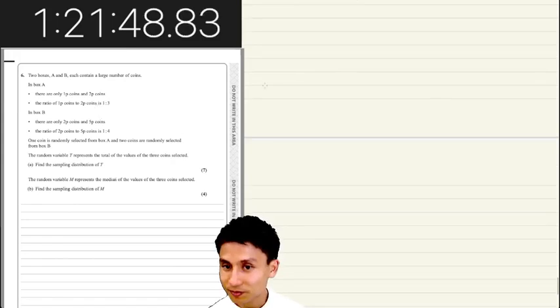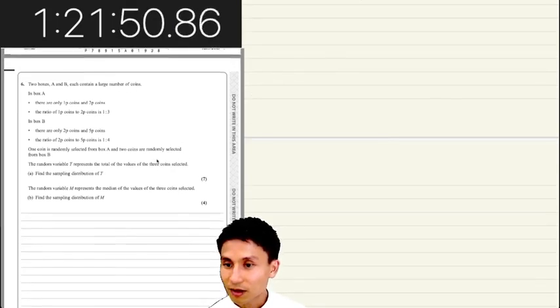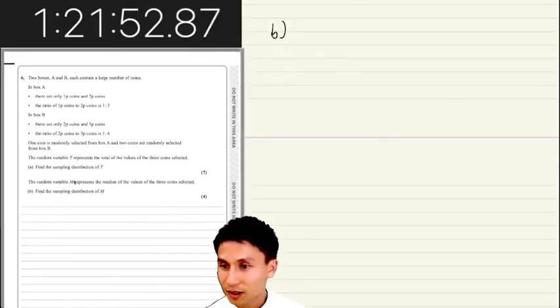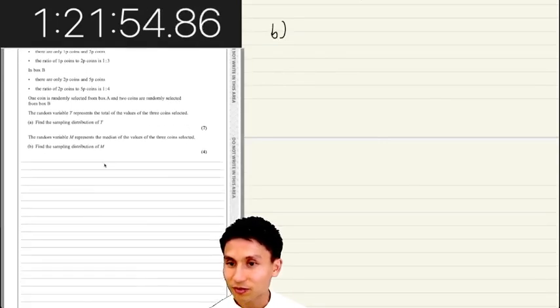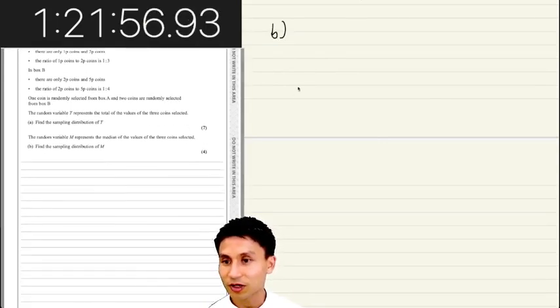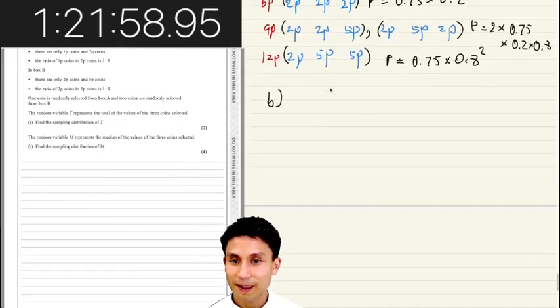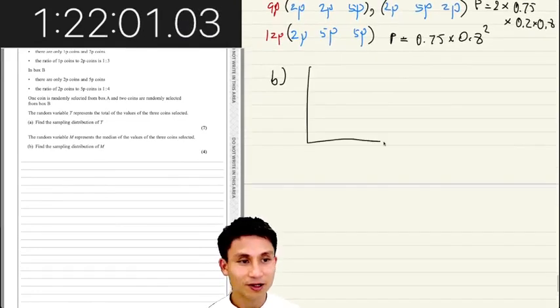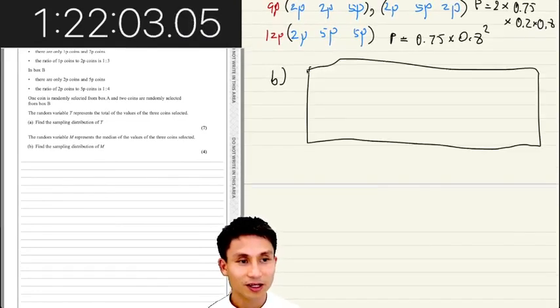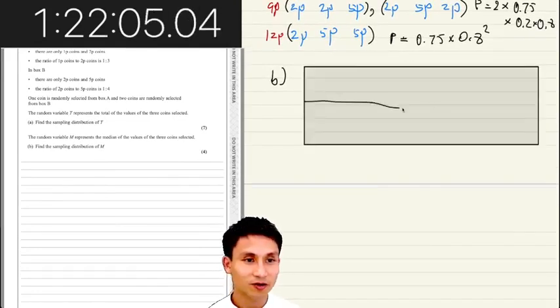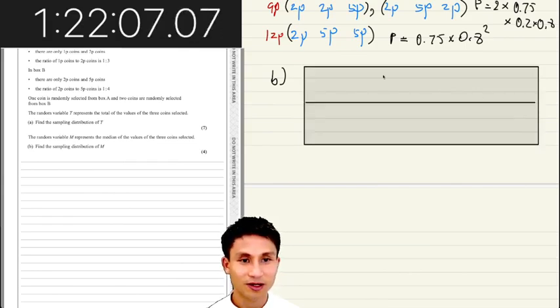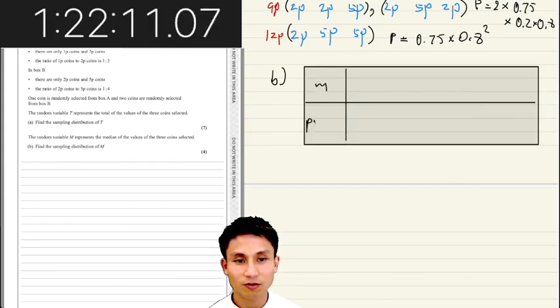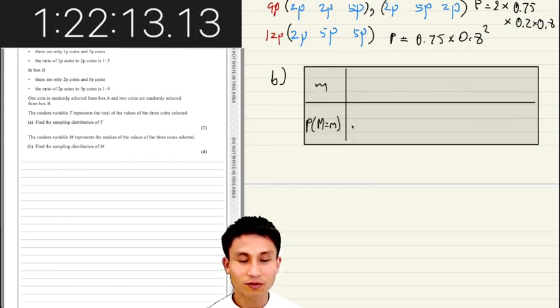So, now part B. The random variable M represents the median of the values of the 3 coins. Median, okay? Another sampling distribution. We can't copy, that would be unfair, so I'm just going to do a table. And we do a little m here and probability big M equals small m.